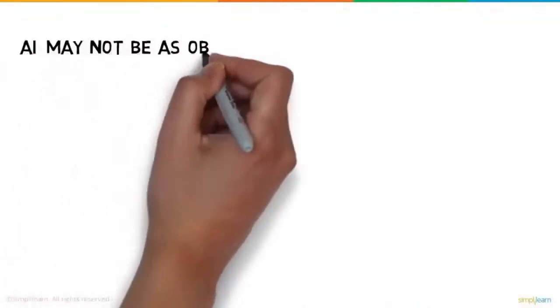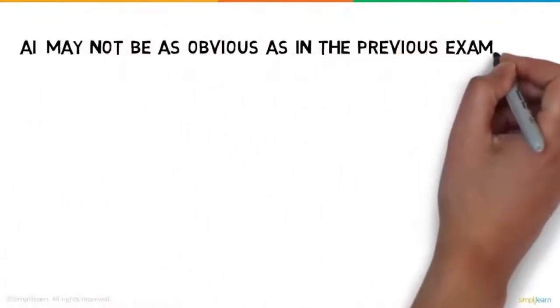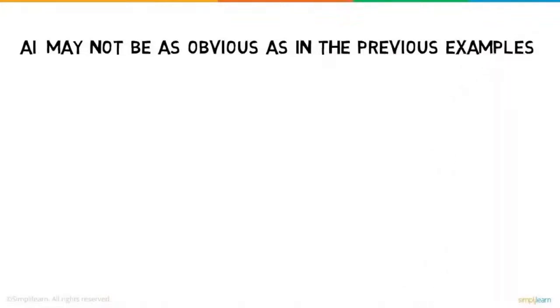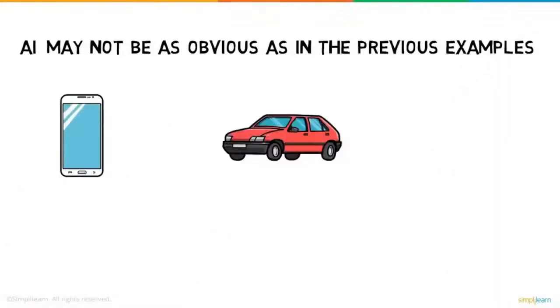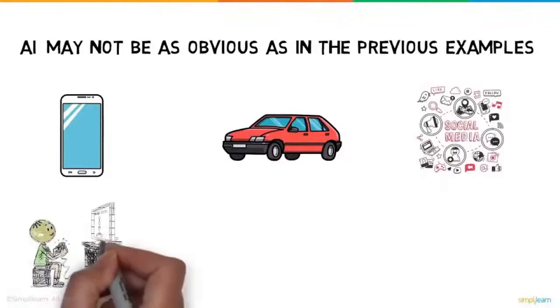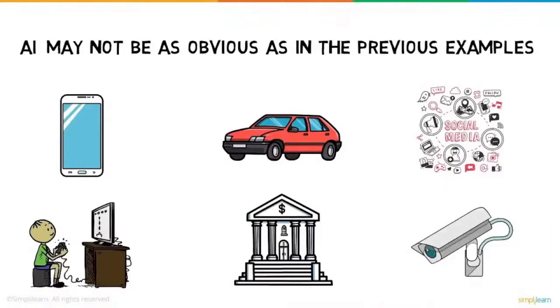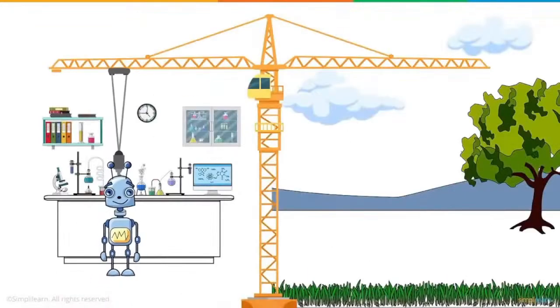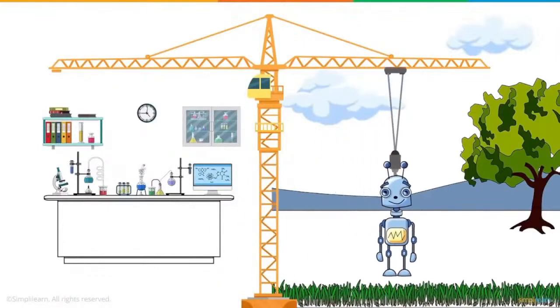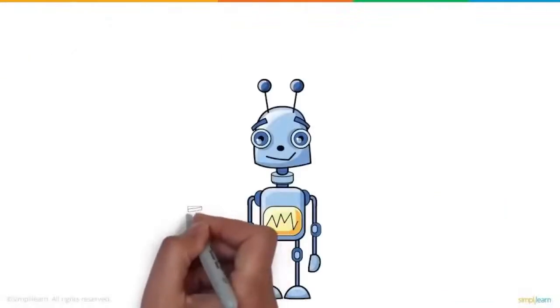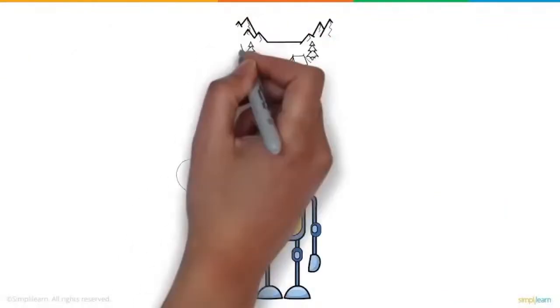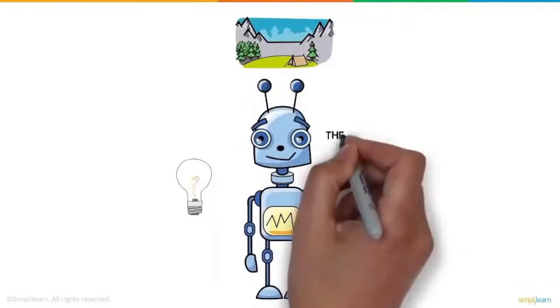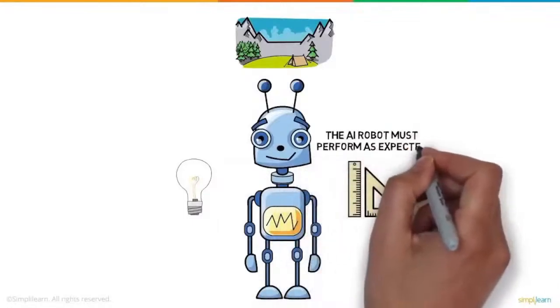But AI may not be as obvious as in the previous examples. In fact, AI is used in smartphones, cars, social media feeds, video games, banking, surveillance, and many other aspects of our daily life. The real question is, what does AI do at its core? Here is a robot we built in our lab, which is now dropped onto a field. In spite of a variation in lighting, landscape, and conditions of the field, the robot must perform as expected.